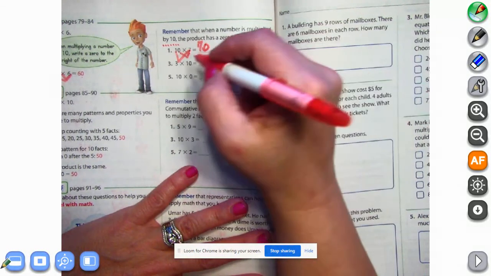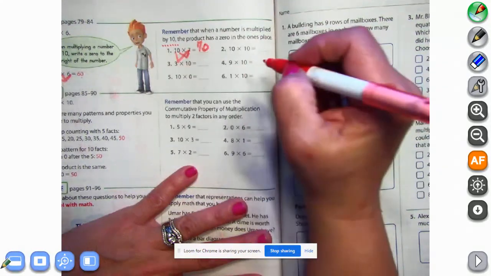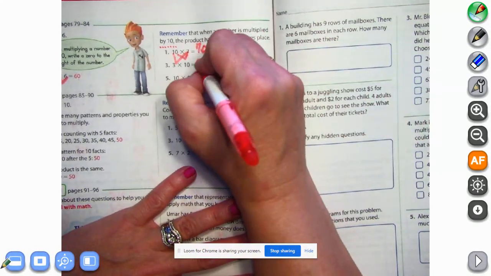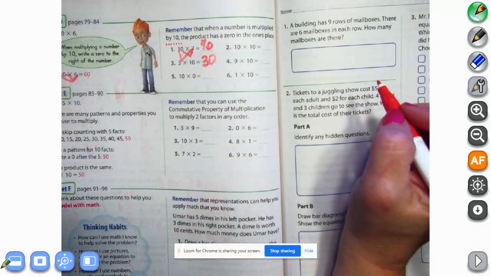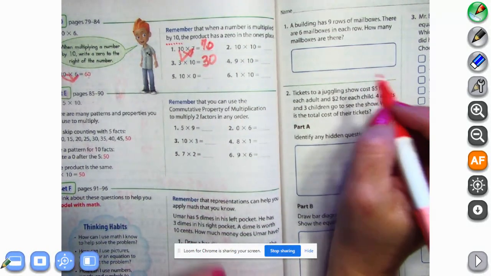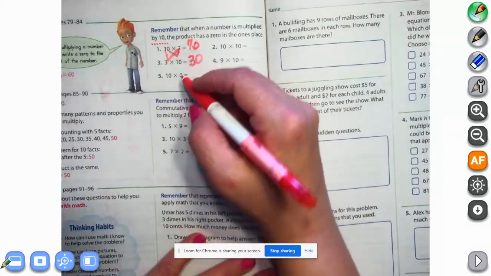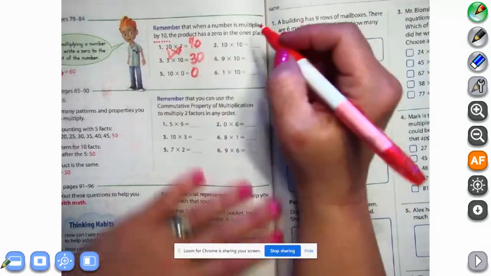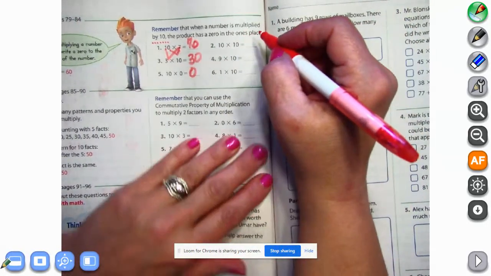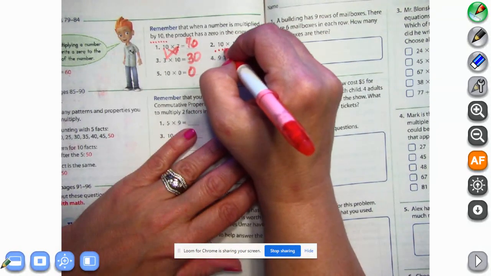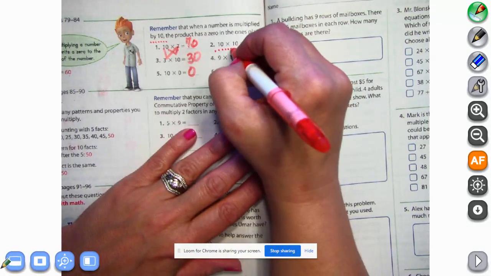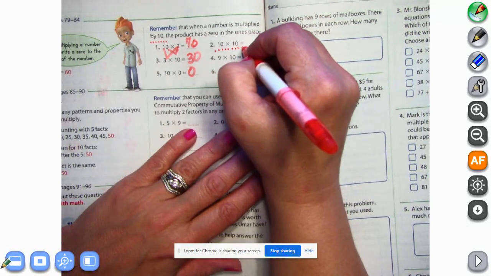All right, let's go to the next one. 3 groups of 10, 10, 20, 30. 10 groups of nothing, 10 groups of 0 is 0. 10 groups of 10, 10, 20, 30, 40, 50, 60, 70, 80, 90, 100.